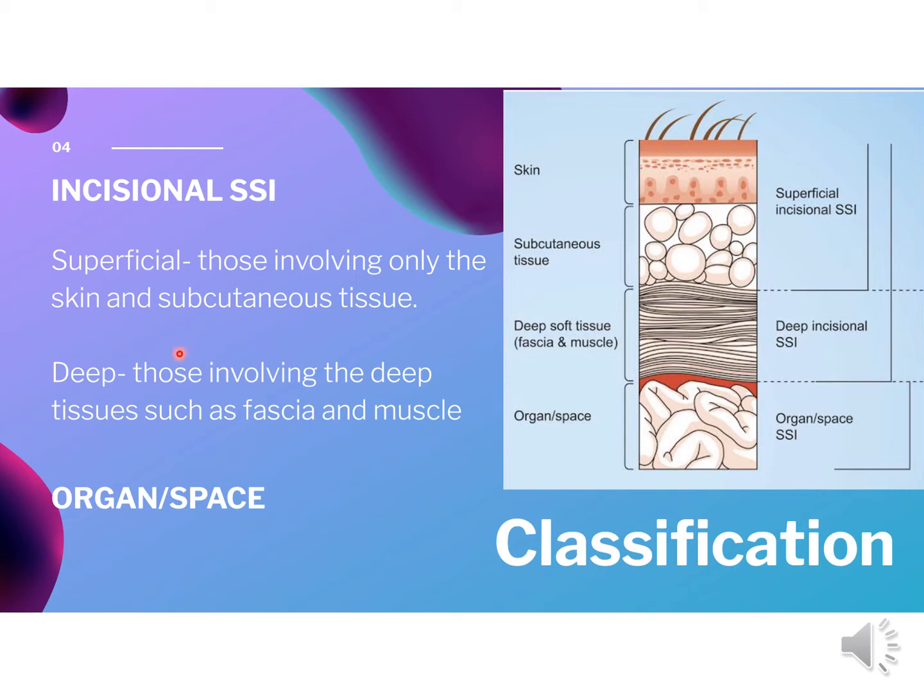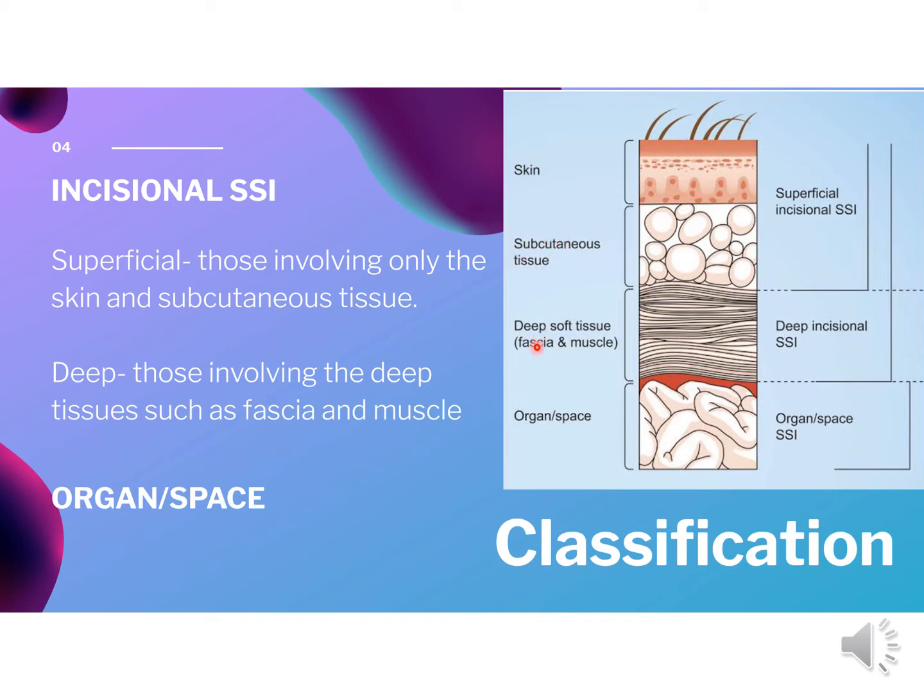So we have two forms of classification: the broad classification into incisional and organ space. So incisional is just the path along which an incision was made. So it could be superficial or deep. When you make an incision, you're definitely going to pass through the skin. So the layers you are going to pass through before you get to the organ space constitute the incisional surgical site infection. So superficial is that which involves the skin and the subcutaneous tissue, while deep involves the fascia and the muscle, and then you have the organ space.